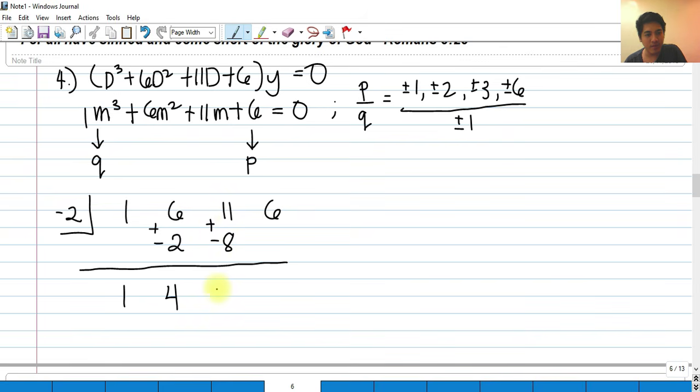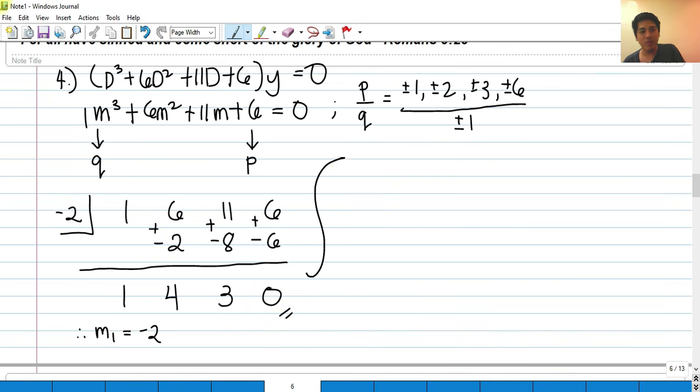11 plus negative 8 would be 3. So 3 times negative 2 is negative 6. We add this: 6 minus 6 plus negative 6 is 0. Therefore, m sub 1 is negative 2, because it results in a 0 remainder.